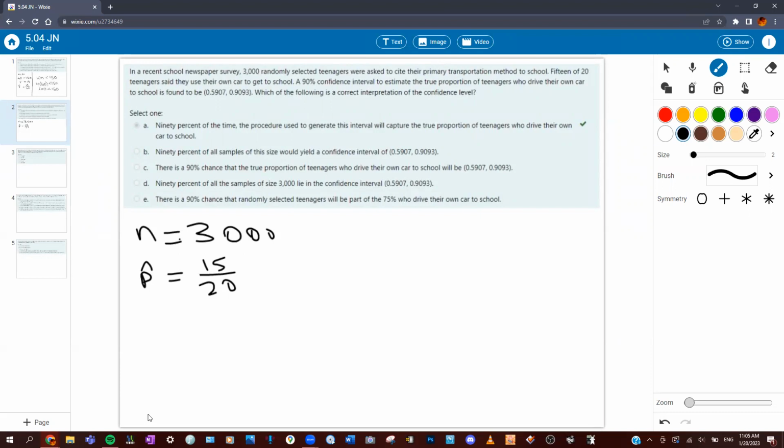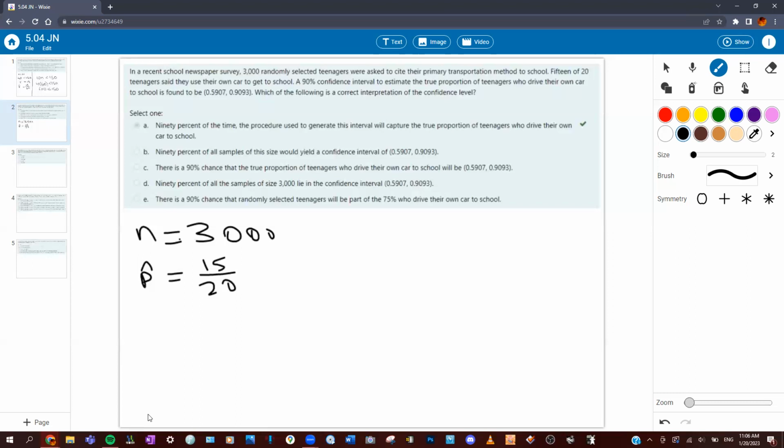All right, let's move on to the other options so I can explain why they would be wrong. B, 90% of all samples of the size... That's not what a confidence interval yields. That's just not the way that we say it. We're basically trying to say that we are 90% confident. That's why it's called a confidence interval. So we wouldn't say it that way.